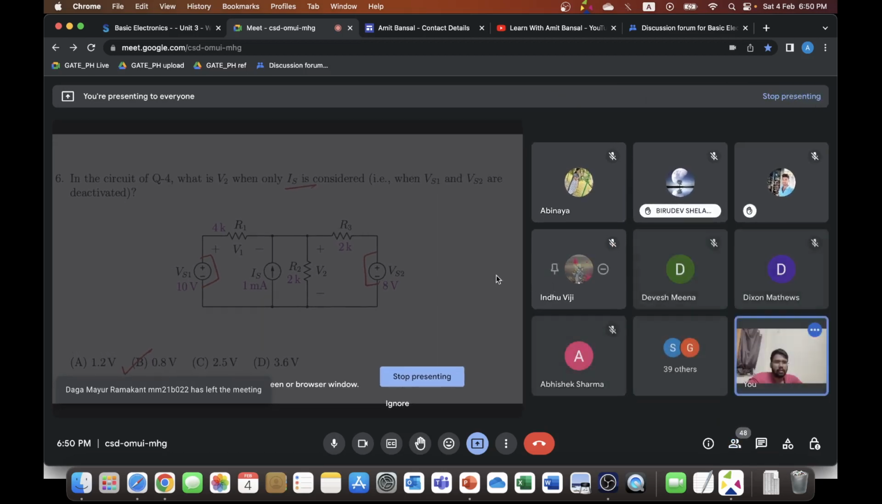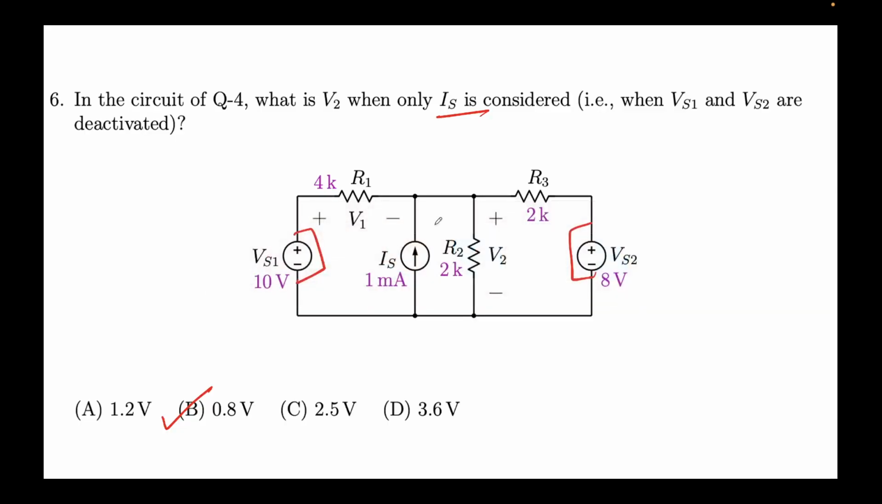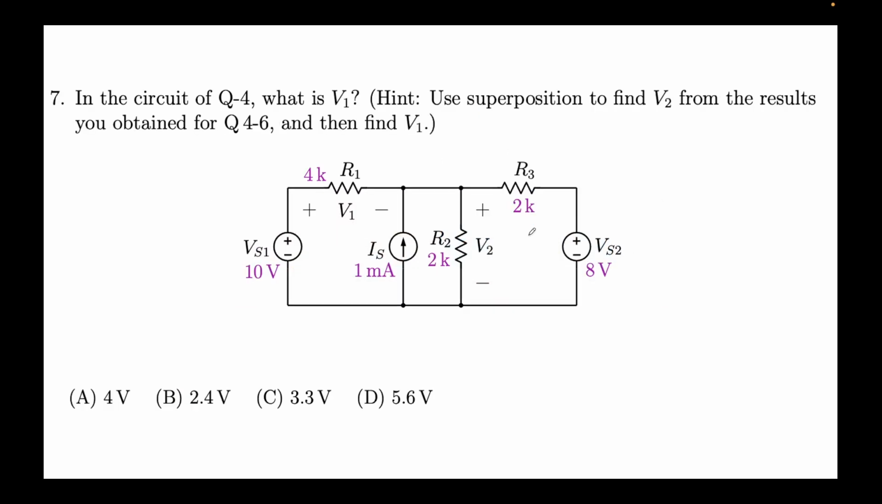Okay, so now we have solved this problem with the principle of superposition, by the way. So this was the question given. For questions 4 to 6, we first took only VS1 and deactivated the other two, then we took VS2 and deactivated the other two, then we took only IS and deactivated the other two, and that's how we did it step by step. This is essentially the principle of superposition. So using superposition, we determined the value of V2, right?